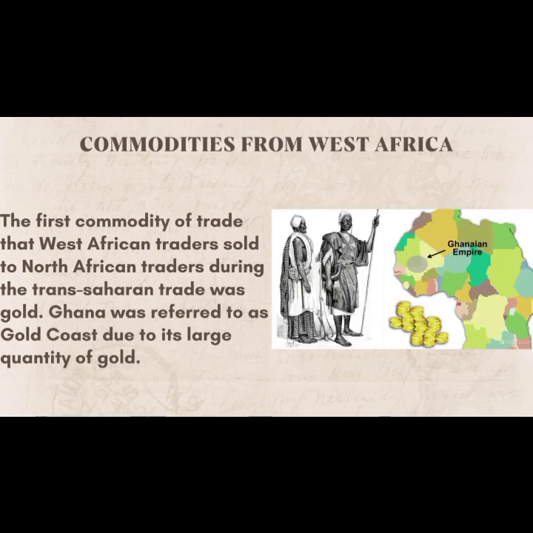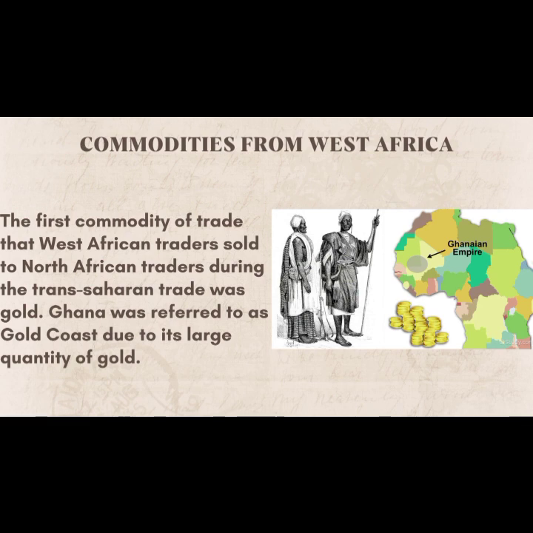The first commodity of trade that West African traders sold to North African traders during the trans-Saharan trade was gold. And you might wonder why gold. But I take you back to history in relation to the country known as present-day Ghana, which was formerly known as the Gold Coast, and that was for the reason that it had an abundance of gold. So West Africa, especially Ghana, had large quantities of gold.